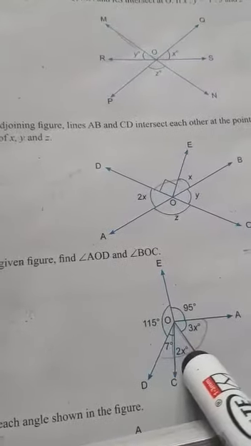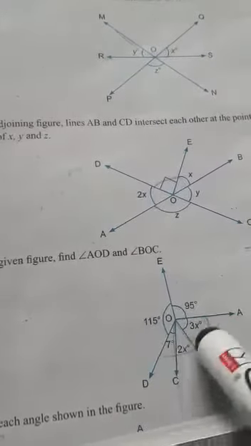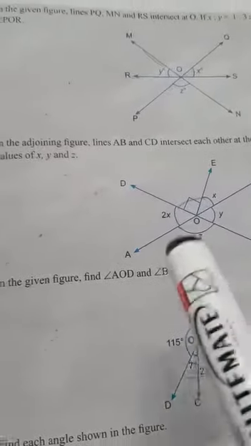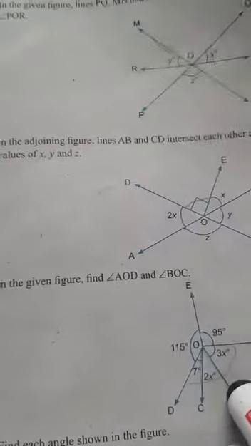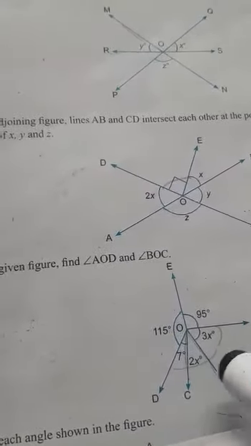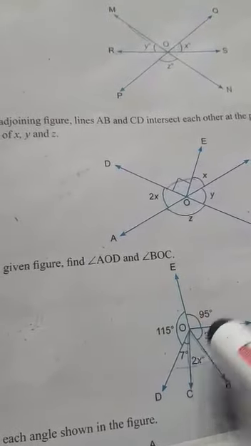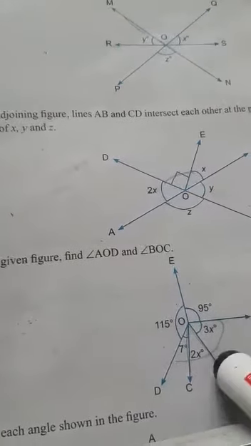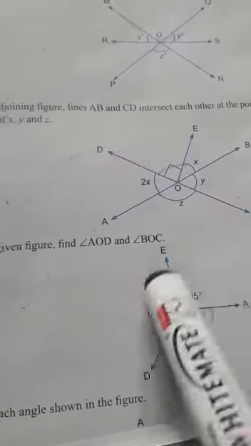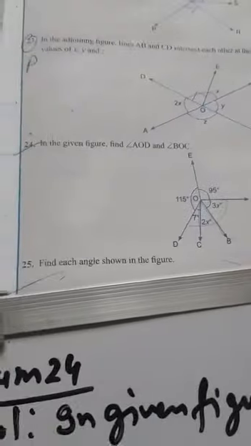If we find the value of x, we can put the value and we can directly find the value of AOD and BOC as well. BOC, where is your BOC? BOC is simply 2x. Find the value of x in both. If you find the value of x, both your answers will be easily solved.